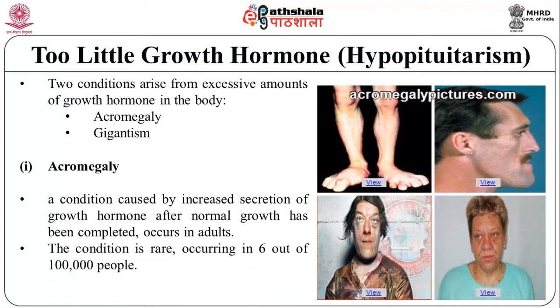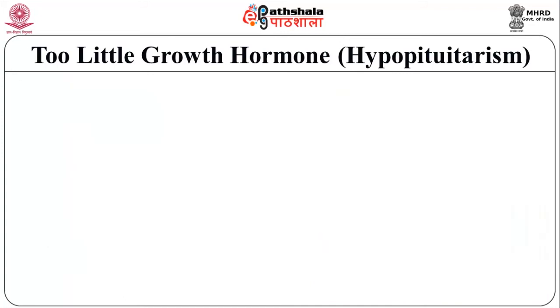Acromegaly, a condition caused by increased secretion of growth hormone after normal growth has been completed, occurs in adults. The condition is rare, occurring in 6 out of 1 lakh people. As the adult cannot grow taller, the excess growth hormone in acromegaly causes their bones to thicken as well as other structures and organs to grow larger. This occurs usually in middle age.